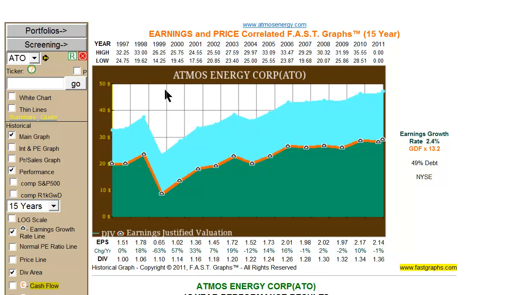For example, in our first example here, we have Atmos Energy. What you can see here is that the light blue shaded area represents dividends. However, dividends are paid out of the green shaded area, which represents earnings. So in the case of Atmos Energy, you can clearly see that this company has a very high payout ratio, or they pay out a very large portion of their earnings to shareholders in dividends.